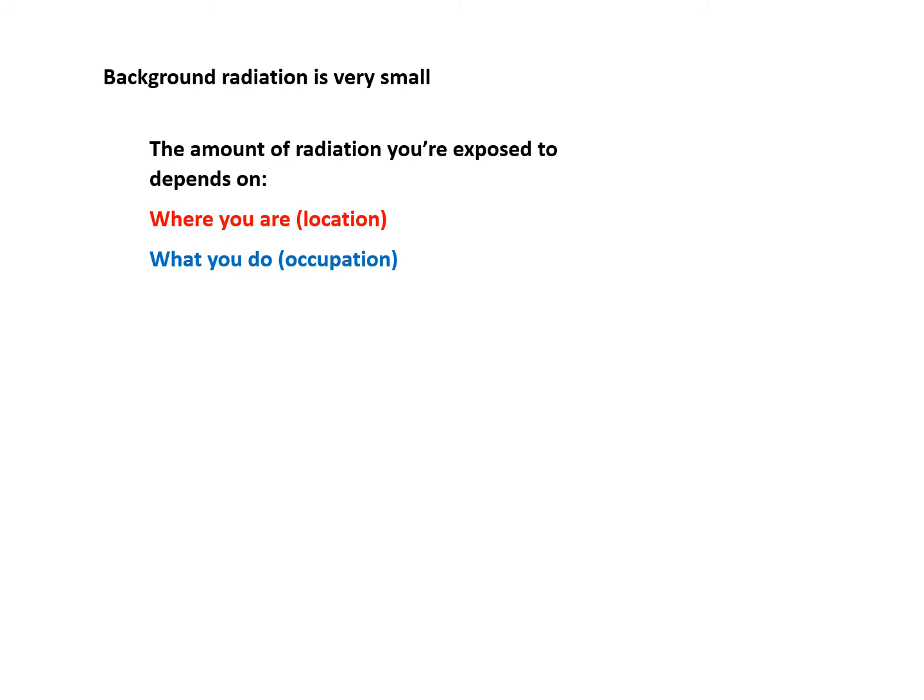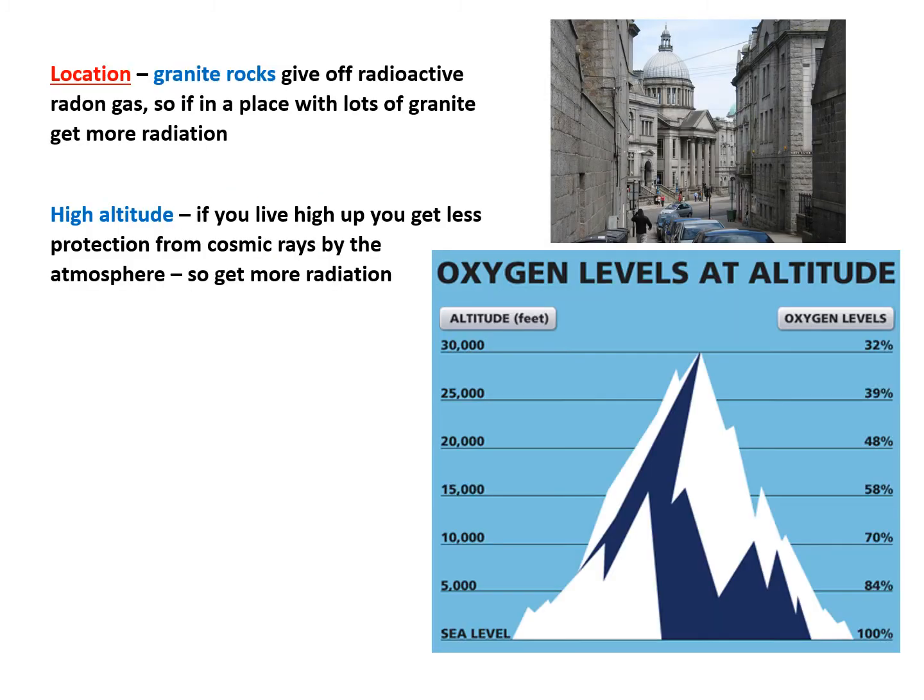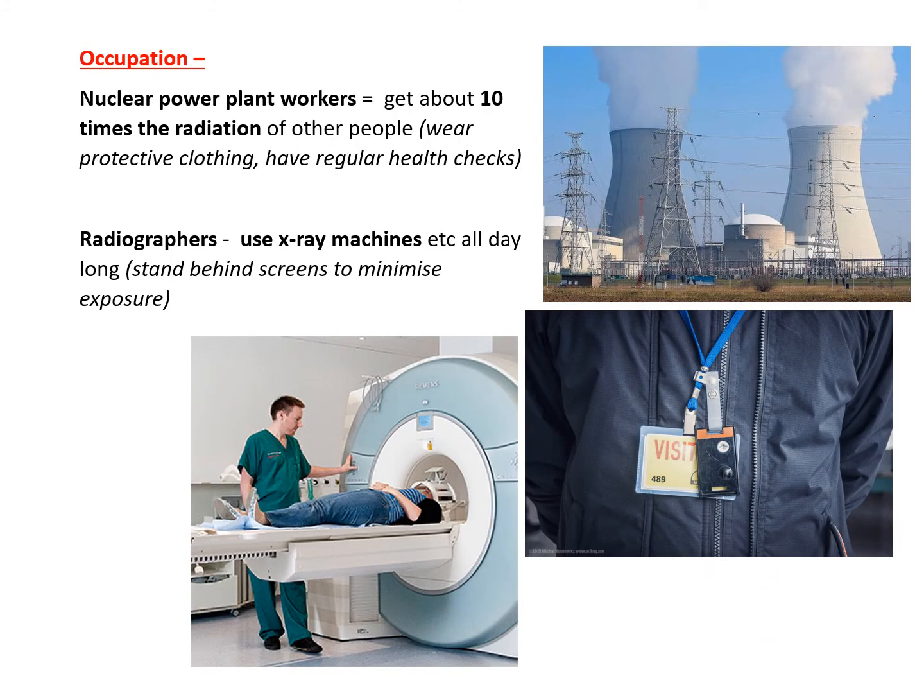Background radiation is relatively speaking very small, and the amount that you get depends on your location and what you do, your occupation. If you live in a place like Aberdeen, where there's a lot of granite rock, that'll give off a lot of radioactive radon gas, and so you'll get more background radiation. If you live at high altitude, you'll get less protection from the atmosphere from cosmic rays, and you'll get more radiation. If you work at a nuclear power plant, or in the medical profession as a radiographer, you'll be close to artificial sources of radiation, and they'll increase your exposure.